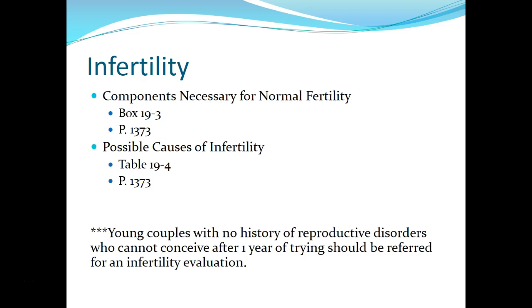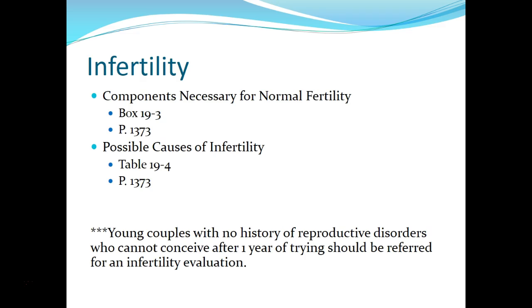There are a few boxes and tables listed here for you to look at and know. There are some components necessary for normal fertility listed on page 1373 in your Pearson book. It's box 19.3. And then there are some possible causes of infertility on page 1373 in table 19-4. It is important for you to look over those.